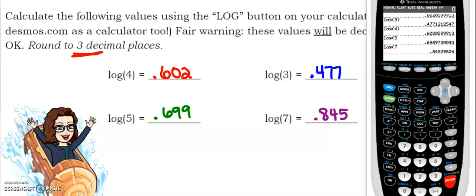All right, so here's what I came up with. Remember, each one of these is really saying 10 to the 0.602 power is equal to 4. 10 to the 0.477 power is equal to 3, etc. But these are our answers that we get here.